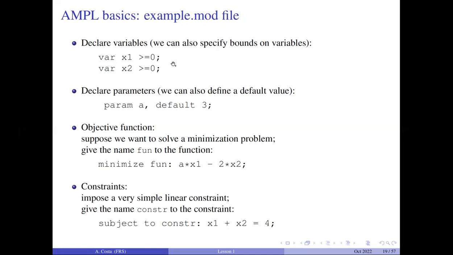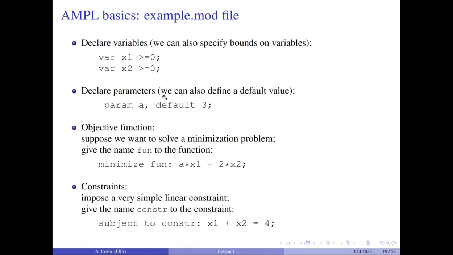Okay. We can declare parameters. What are parameters? Parameters are the numbers, the data. So for example, here I'm declaring a parameter called a, and the keyword is param, and I can also say that the default value is 3. These values can be specified in the data file, as I said, but you can also write something like that in the model. So here we define a parameter with value 3.